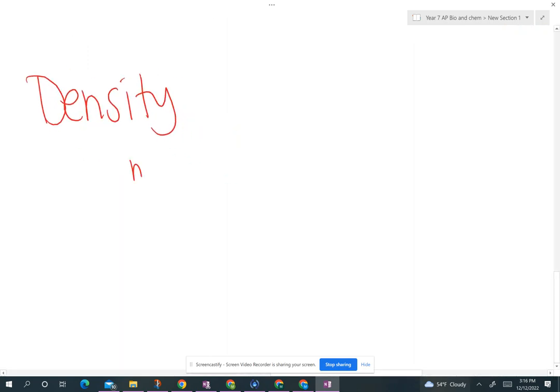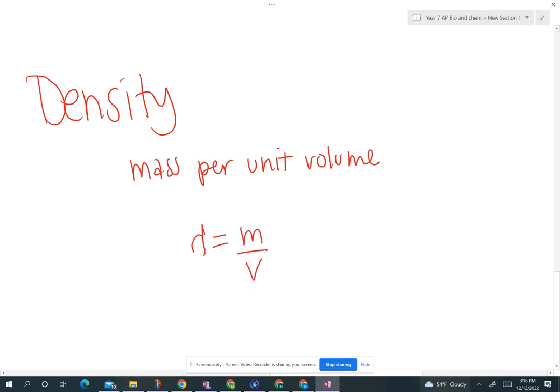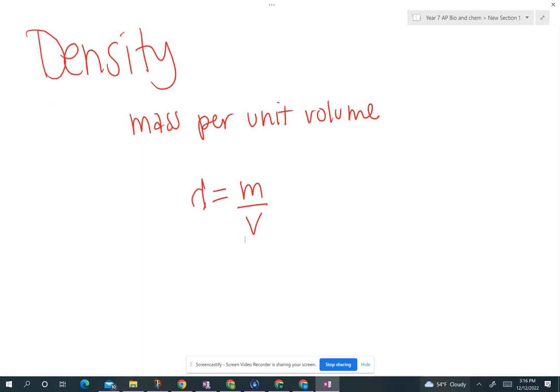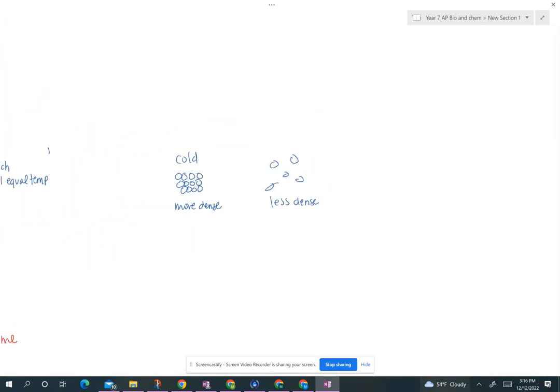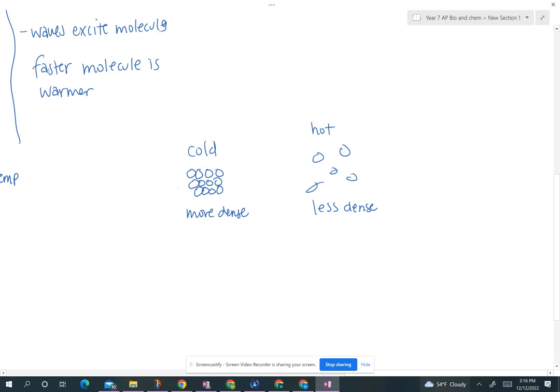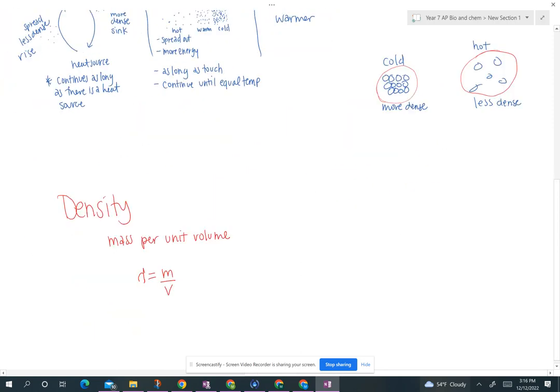Density is mass per unit volume, right? So you get this formula, D is equal to M over V. So how much mass you have in a certain amount of space. Like I mentioned over here, this is more dense because I have more molecules here. This is less dense because I have less molecules there, and I'm assuming that I'm going in the same space.